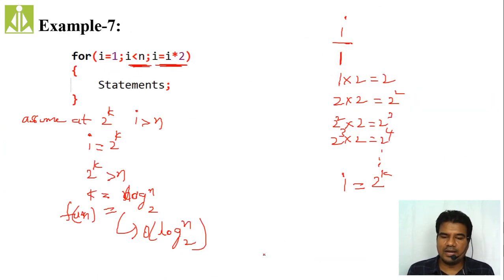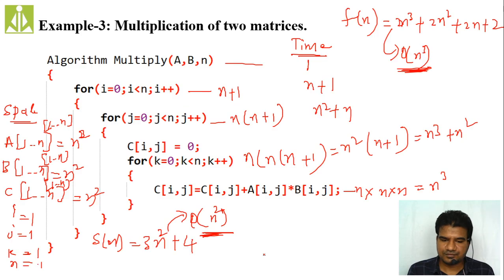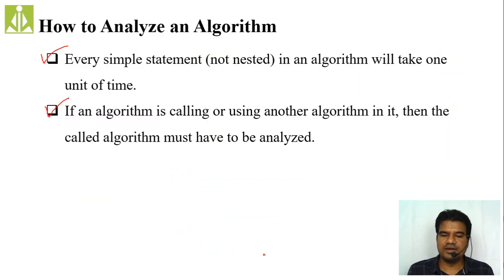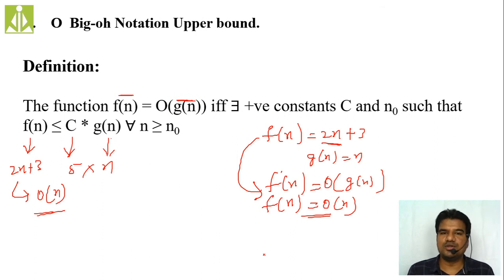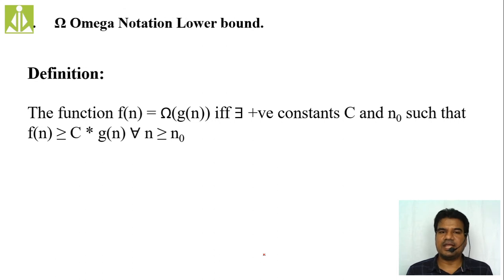Let's quickly go and discuss the remaining asymptotic notations. Already we discussed big O notation. If you are able to write your function in this way, then you can take the order of n for your function as the function category. The second function category is omega notation, the lower bound.